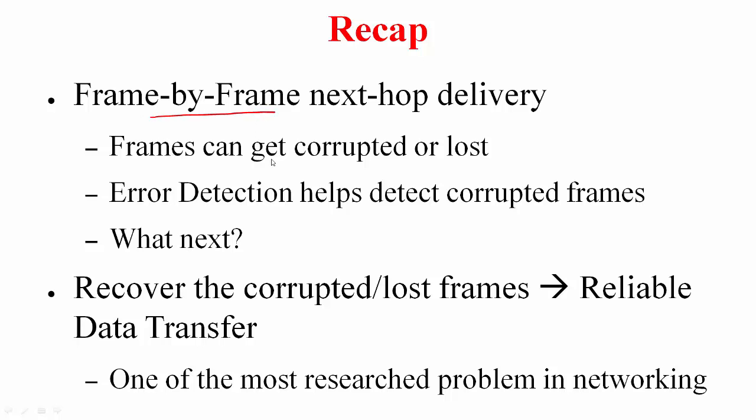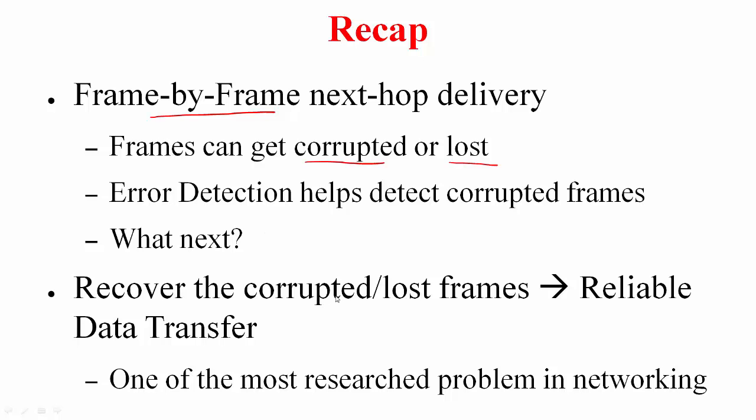And when frames get passed over a link, they can get corrupted. At times, they can even get lost. And we saw that error detection is a mechanism that can help detect corrupted frames. Error correction can also help, but in some cases when there are too many errors, there is not much that can be done. So what do you do next once you have detected that your frame is bad or you didn't even receive a frame, where the frame is lost?